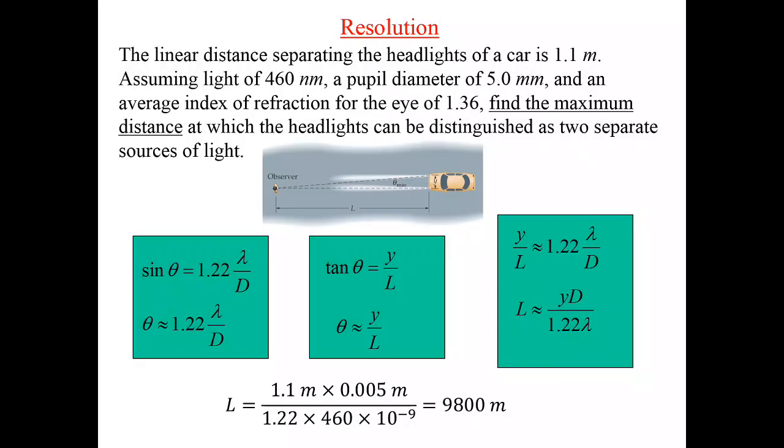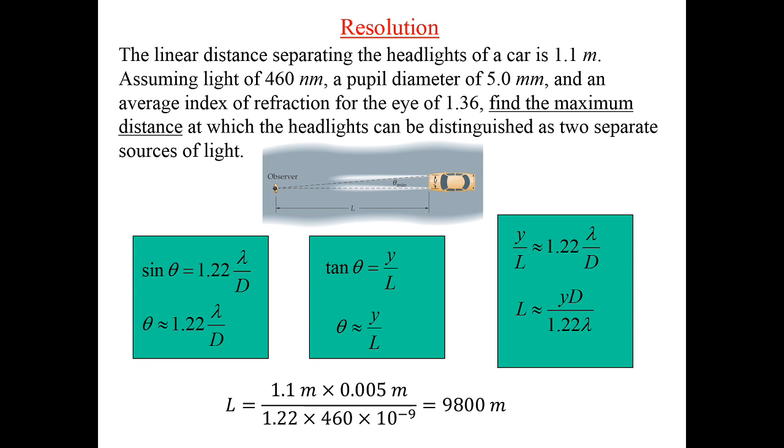So we have a problem to do here. We have two headlights on a car separated by 1.1 meters. Assuming that the light is 460 nanometers, and assuming that the pupil diameter is 5 millimeters and the index of refraction of the eye is 1.36, then what is the furthest distance that an eye can distinguish the two headlights?